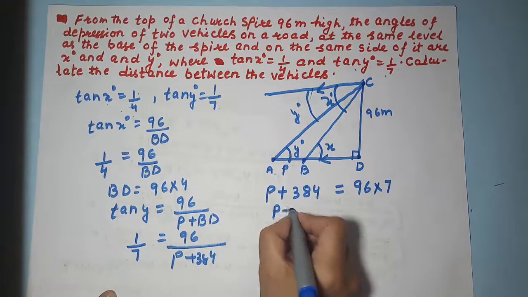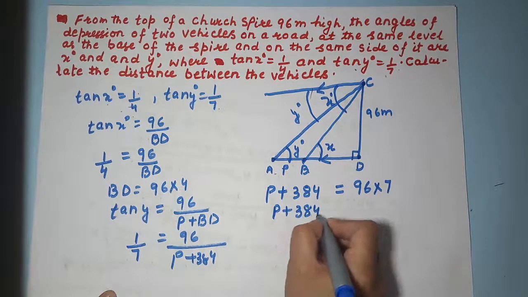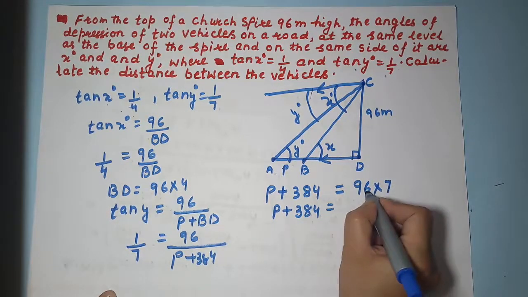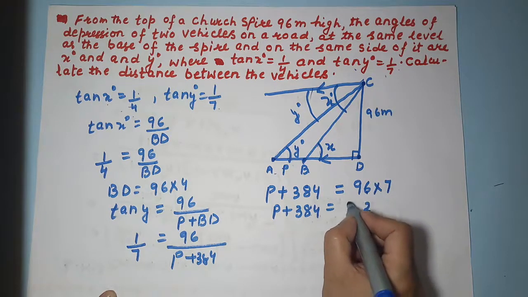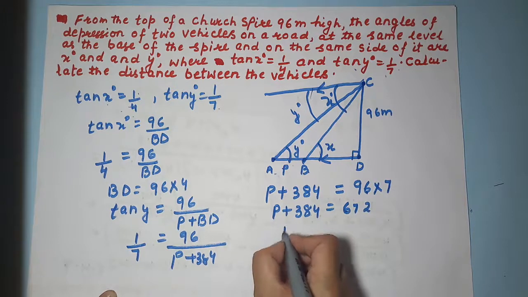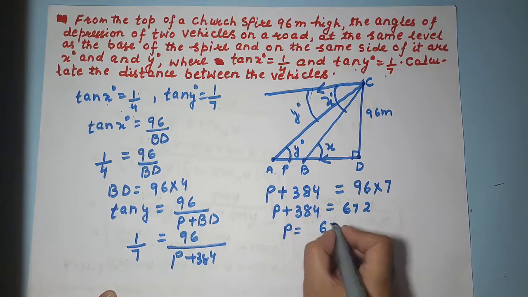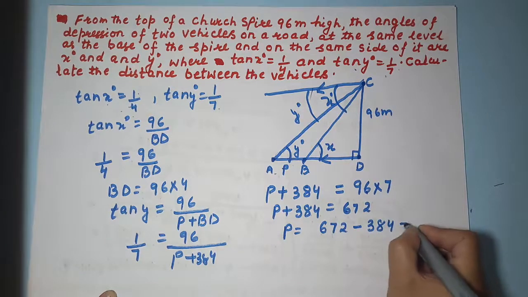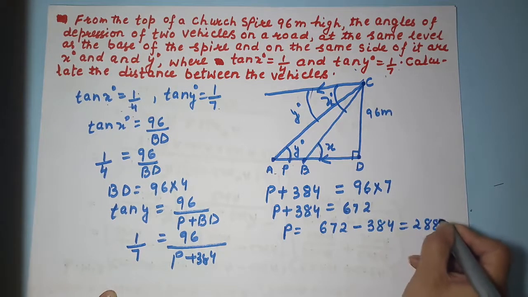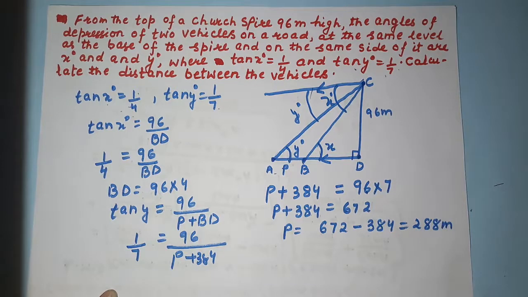So P plus 384 is equal to 7 6s are 42, 4 carry, 7 9s are 63 and 4 is 67. So my P is equal to 672 minus 384, which is equal to 288 meters. Right?